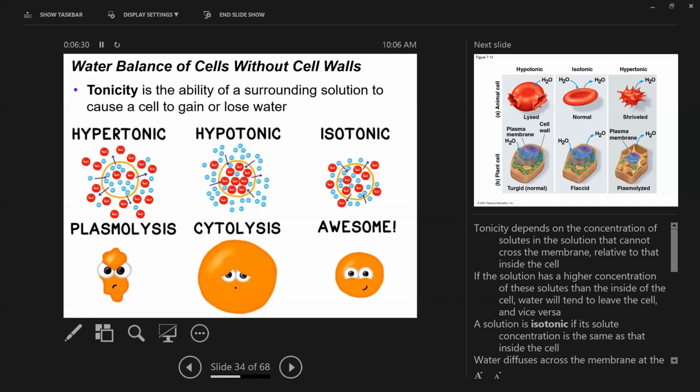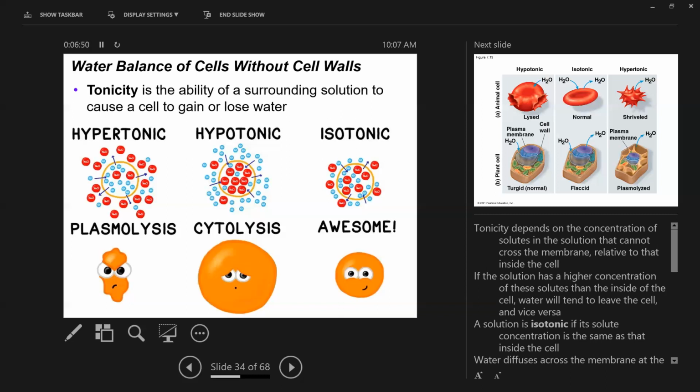So it is a stable structure and it's not going to shrink. But the cell membrane will pull away from the cell wall and kind of collapse on itself, similar to what happens in an animal cell. But again, that cell wall is still going to be visible at the same size.